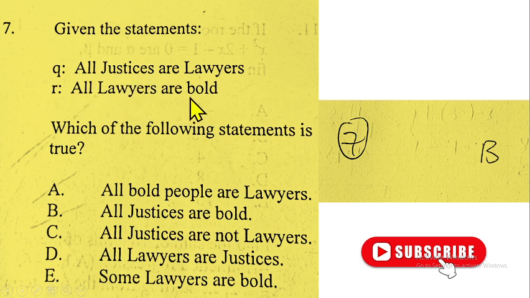That means all justices are bold. So option B is the correct option. If you look at it critically, option B is the correct option because all justices are lawyers and all lawyers are bold. That means all justices are also bold, as you can see. So question 7, B is the option.